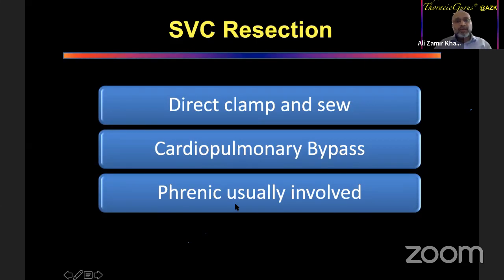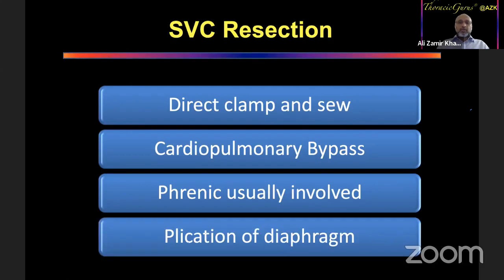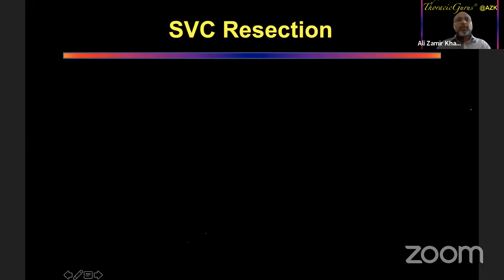I personally never ever like to do a bilateral phrenic section. I'll never ever do that because diaphragmatic pacing and things like that is a very complicated situation and the patient will never get off the ventilator. And there's no point in doing such an extensive heroic surgery and then having a patient stuck in the ICU, not able to get off the ventilator. As I said, I will do the plication of the diaphragm if I've done unilateral phrenic resection along with the tumor.